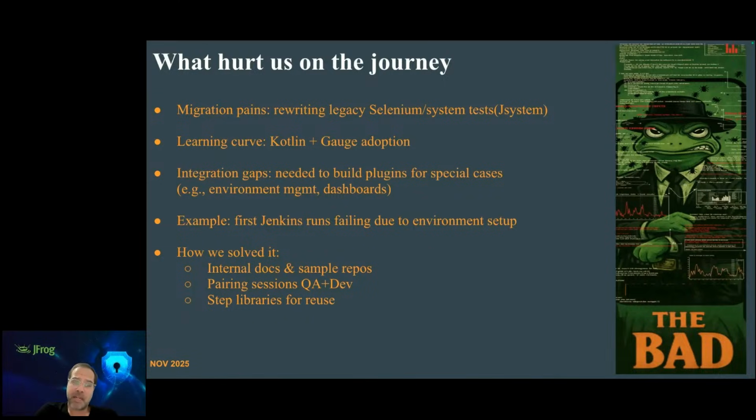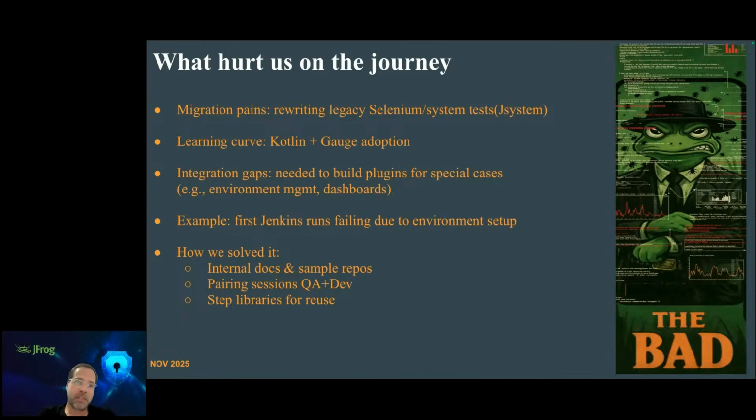Second, pairing sessions. We started pairing QA engineers with developers. It was part support group, part coding playground. People learned faster, shared tricks, and the fear around Kotlin started to fade. It also turned into a great team building tool. Nothing bonds people like trying to debug a flaky test together at 6 p.m.